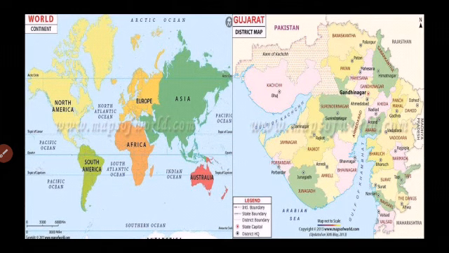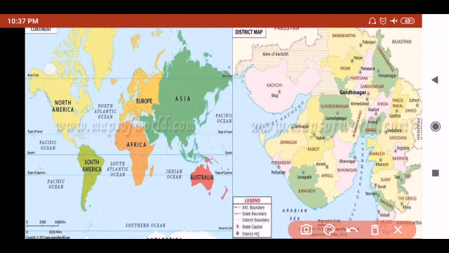Here you can see that we have two maps, the world map and the district map. Now this world map is showing us the scale also, and it is also showing us the index. Here this is showing us the different continents on the earth. And the second map is showing us the different districts of our Gujarat. Okay, so this is showing us the big places, and very little information is given about them.